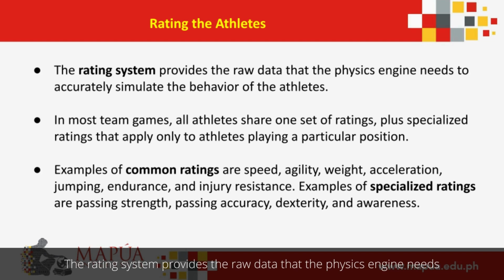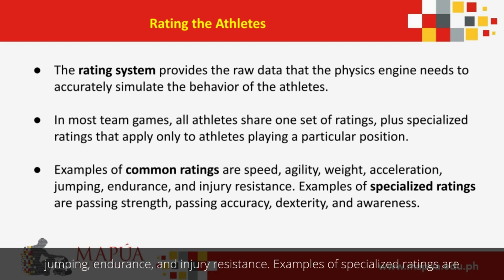The rating system provides the raw data that the physics engine needs to accurately simulate the behavior of the athletes. In most team games, all athletes share one set of ratings, plus specialized ratings that apply only to athletes playing a particular position. Examples of common ratings are speed, agility, weight, acceleration, jumping, endurance, and injury resistance. Examples of specialized ratings are passing strength, passing accuracy, dexterity, and awareness.